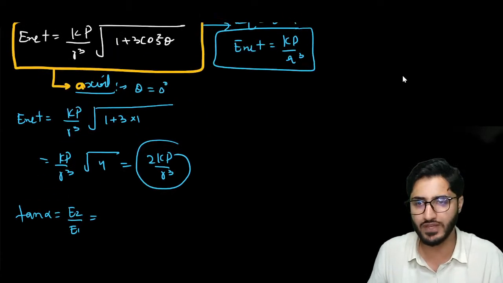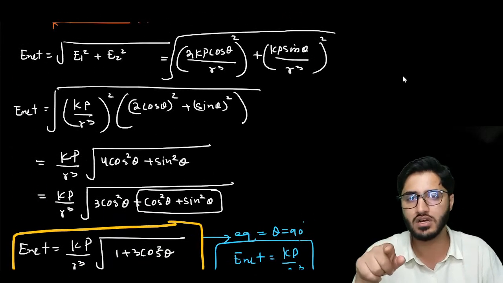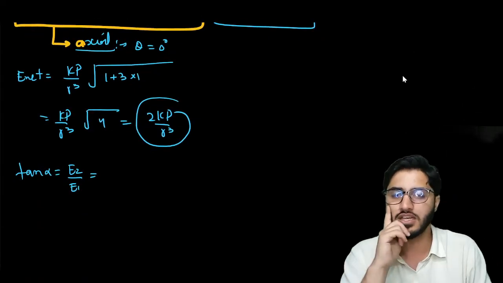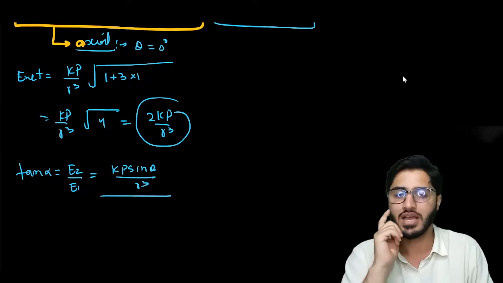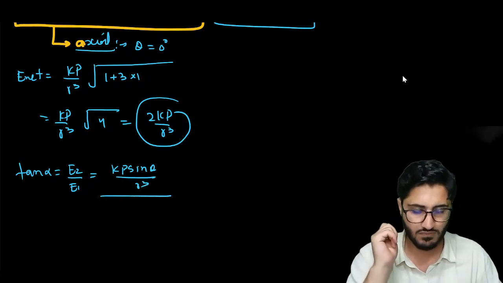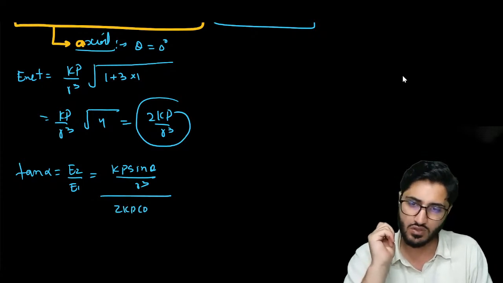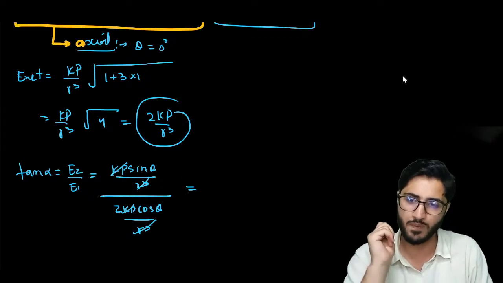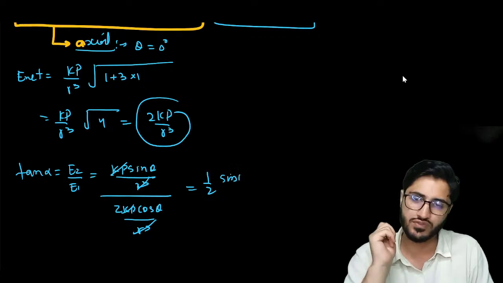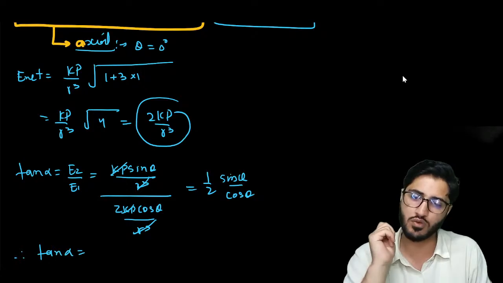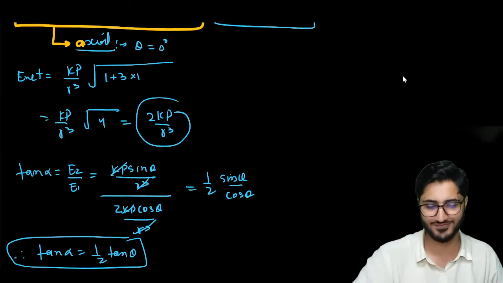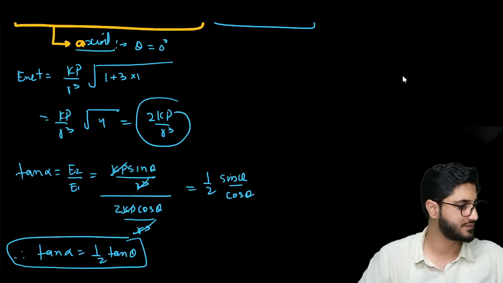What is E2 now? We had the E2 now, no? E2 is Kp sin theta by r cube. And E1 is how much? It is 2 Kp cos theta by r cube. Kp cancels out. So we have 1 by 2 sin theta by cos theta. Therefore, tan alpha came out to be 1 by 2 tan theta. One more expression to get these things done.